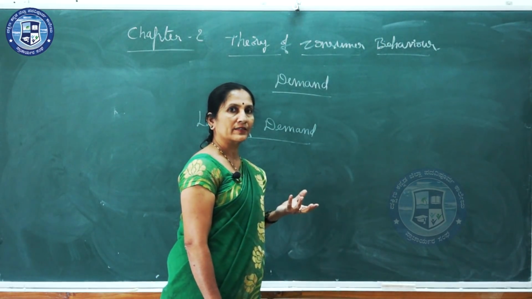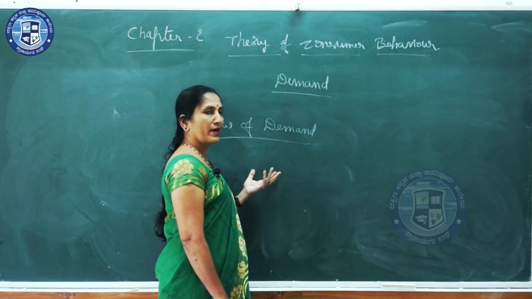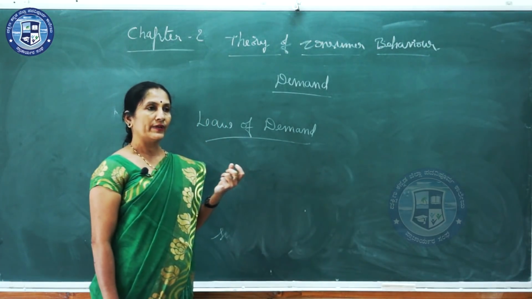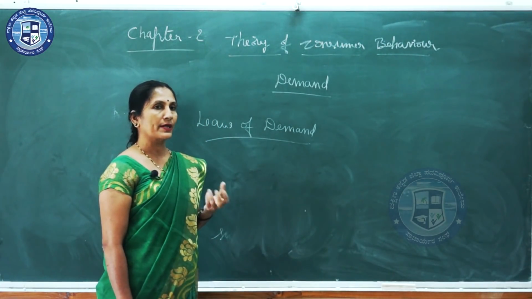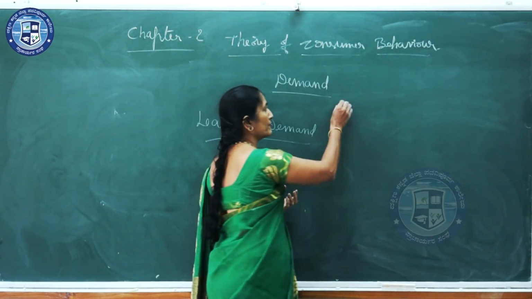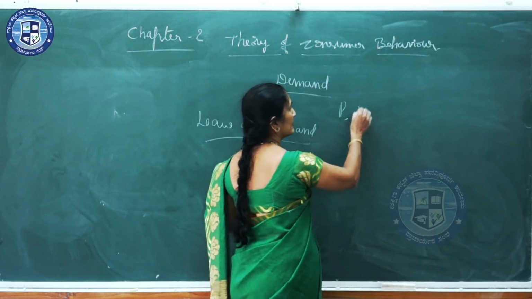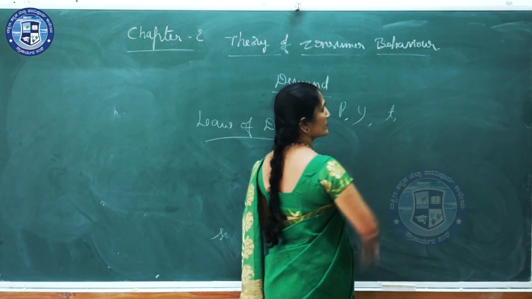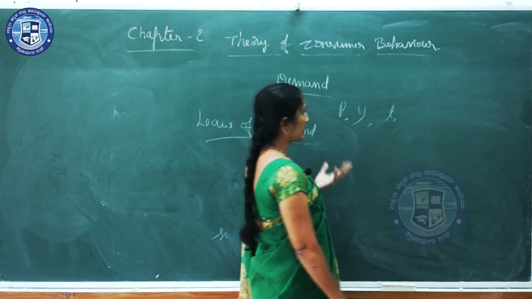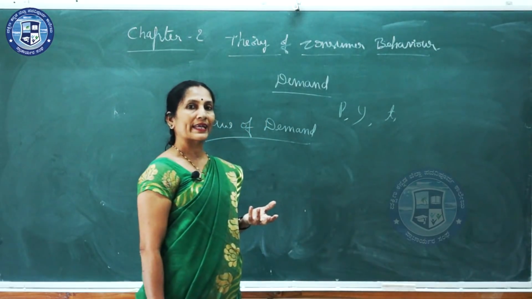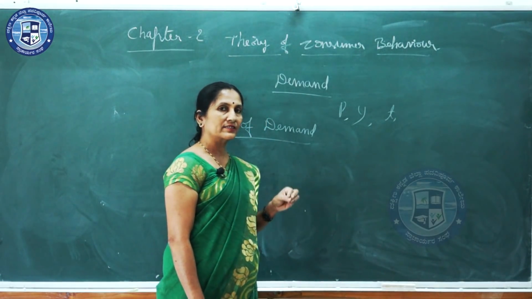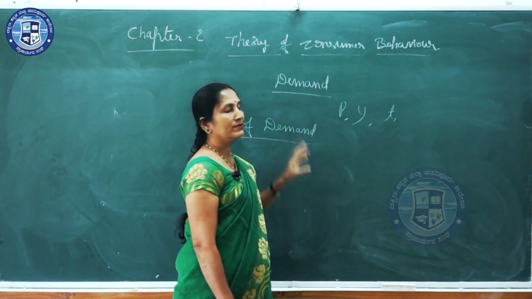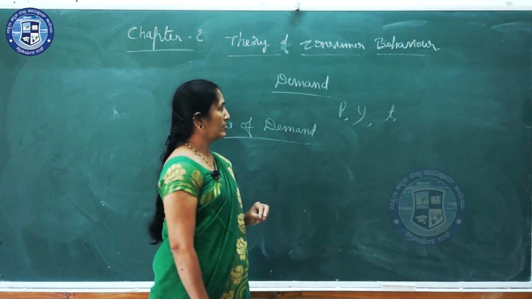The demand for a commodity in a market is determined by certain factors. There are many factors which influence the demand of a commodity. For example, the price of the commodity, the income of the consumer, the tastes and preferences of the consumer, and the prices of related goods are factors which influence the demand of a commodity.